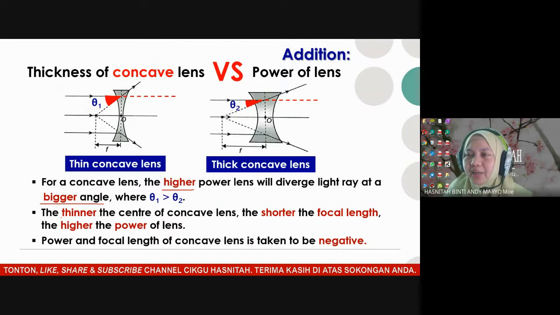As mentioned here, the thinner the center, the shorter the focal length and the higher the power of the lens. And students, for concave lens, the power and focal length are taken as negative. Negative here is not a magnitude. Negative and positive only show you the difference between concave and convex. So when power and focal length are positive, we know the lens is a convex lens. When the power and focal length are negative, we know the lens is a concave lens.